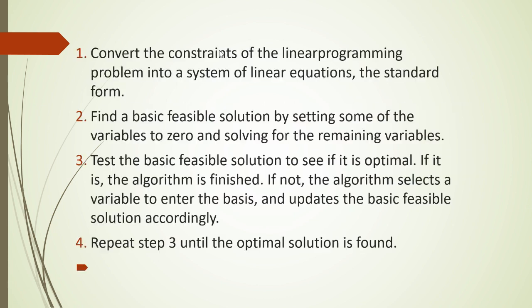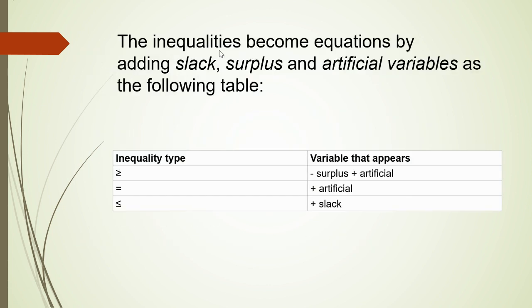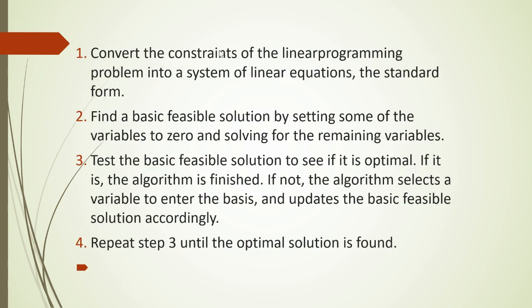The first step in the simplex algorithm is to convert the constraints of the linear programming problem into a system of linear equations. We'll change the inequalities into equations using these conditions, and we'll find a basic feasible solution by setting some of the variables to zero and solving for the remaining variables. We'll repeat the process as iteration 1, iteration 2, iteration 3, until the optimal solution is found. When the optimal solution is found, we'll end the process.